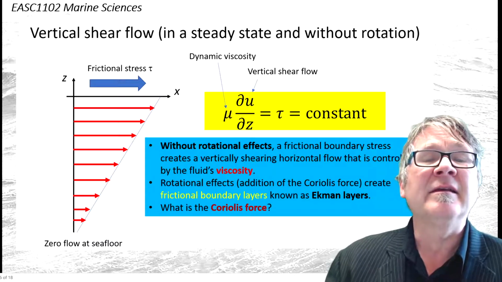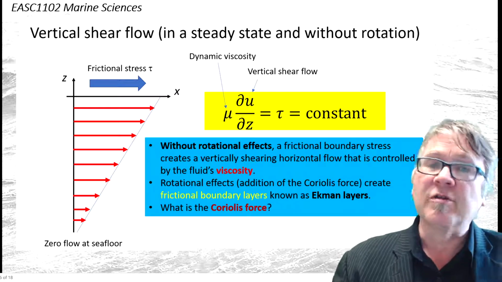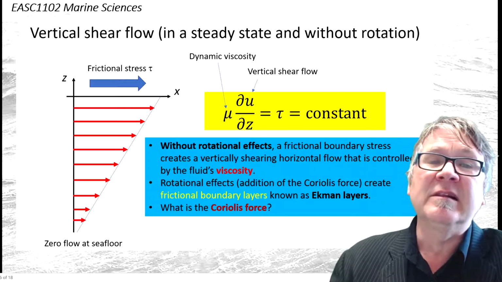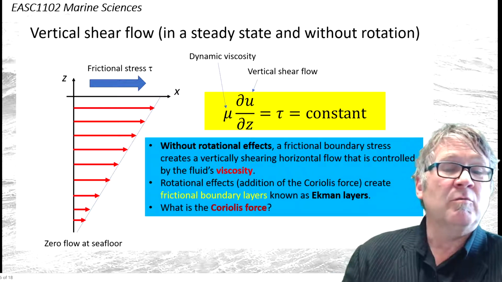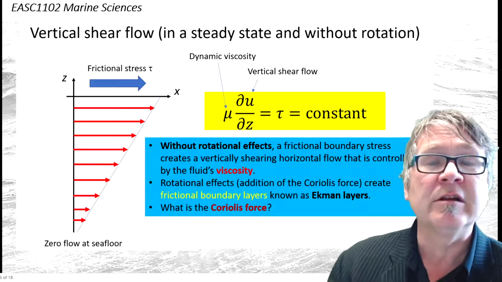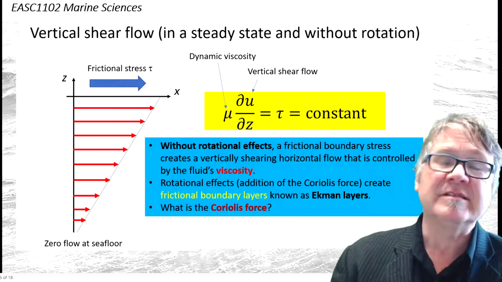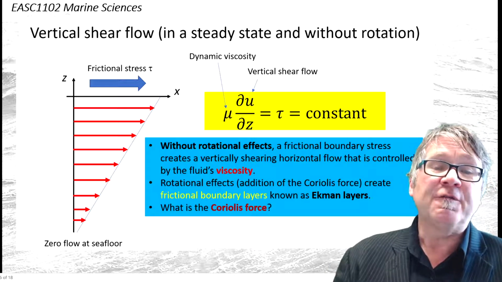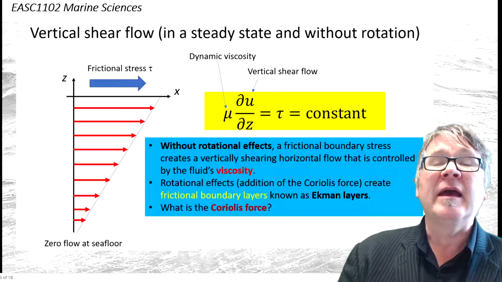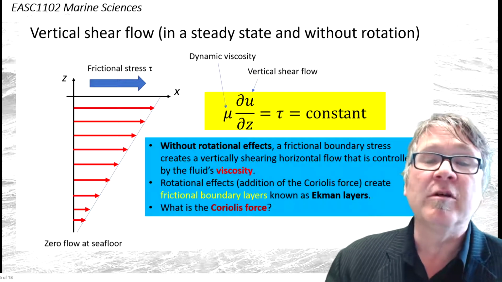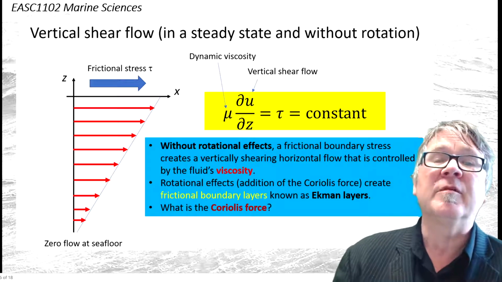What you get in the end is something we call a vertical shear flow, a flow that is horizontal, but strongest near the surface. The speed linearly decreases with depth and goes to zero near the floor. This is what we call a shear flow, and you get it without rotational effects, which means without the Coriolis force. The balance is purely frictional, and this shear flow is actually the definition of something we call dynamic viscosity. It's a feature of the fluid that you're dealing with.